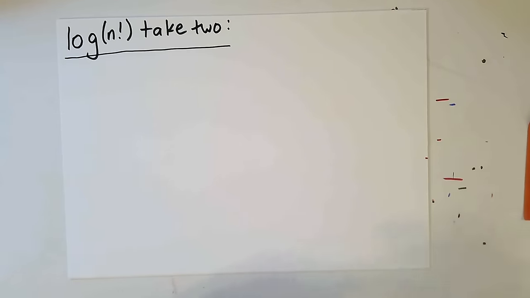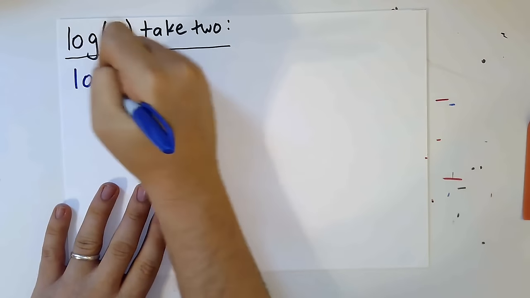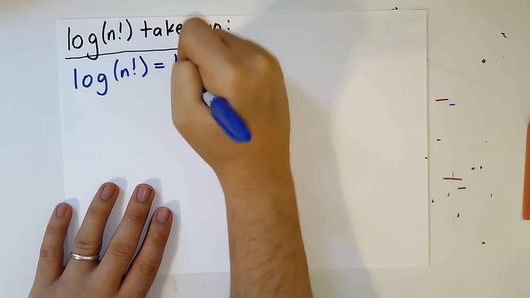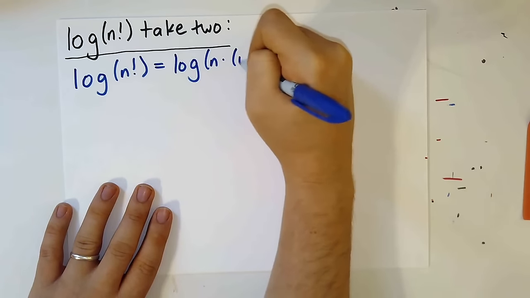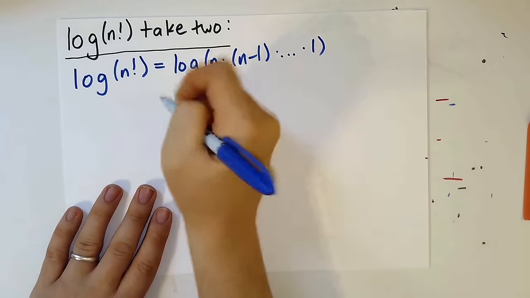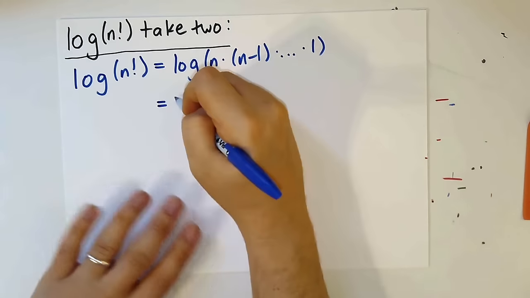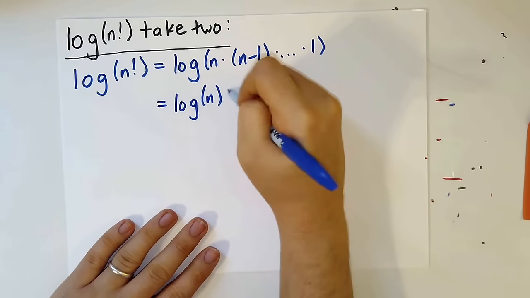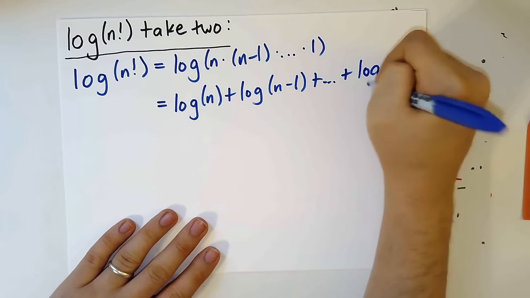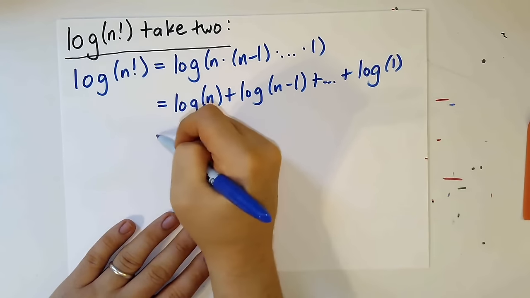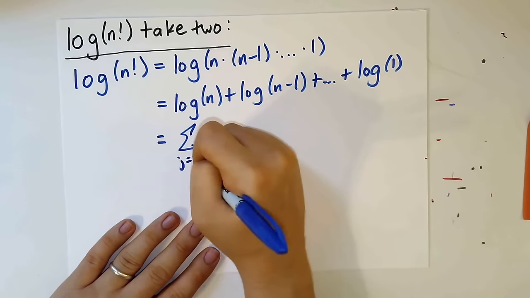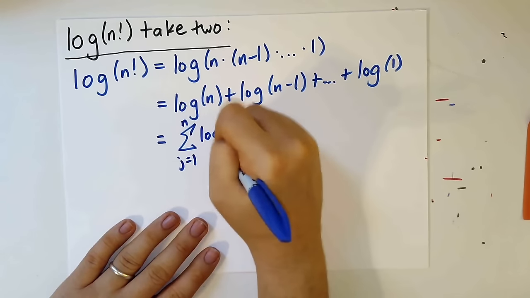How are we going to do this? Well, the first thing I'm going to do is notice that since n factorial is itself a product, this whole idea that logarithms turn products into sums means that the log of n factorial is the same thing as the log of n plus the log of n minus 1 plus so on down to the log of 1, which I can rewrite as the sum as j goes from 1 to n of the log of j.